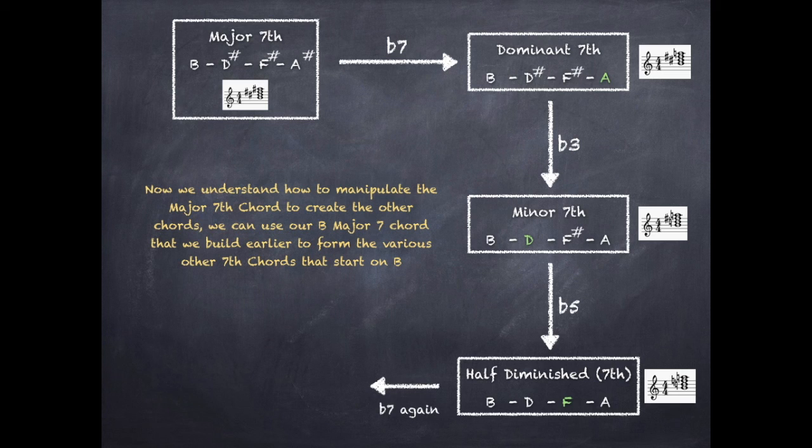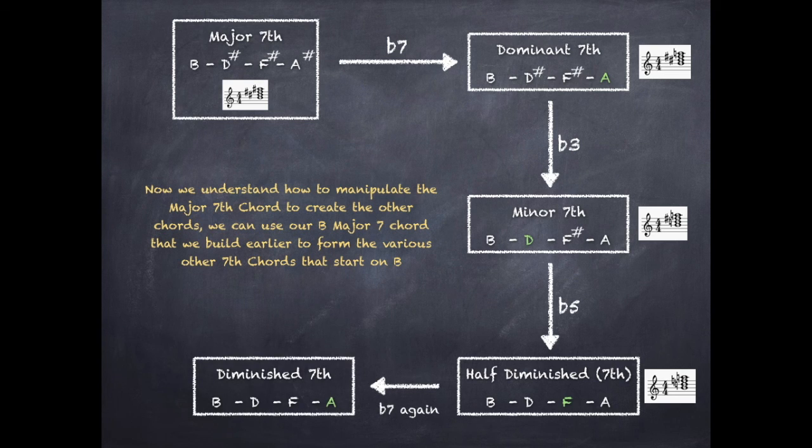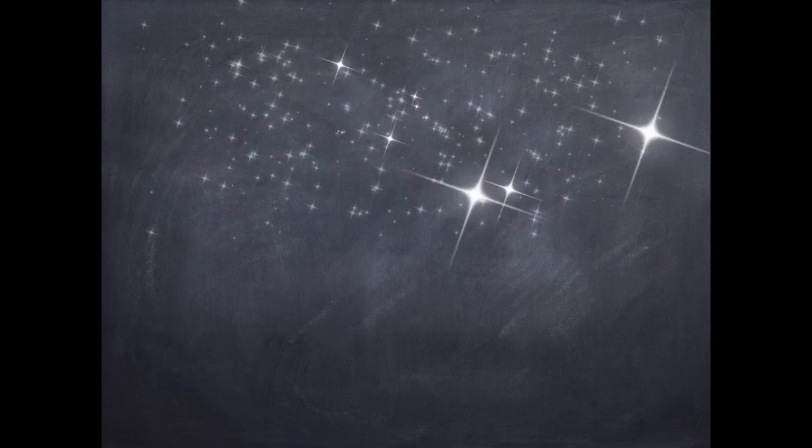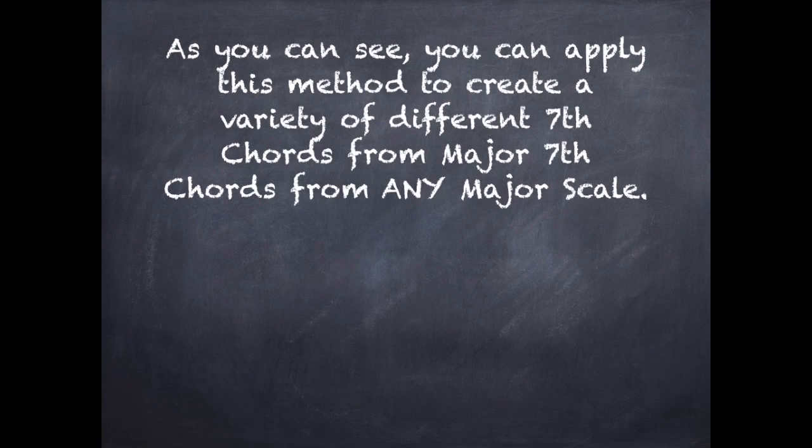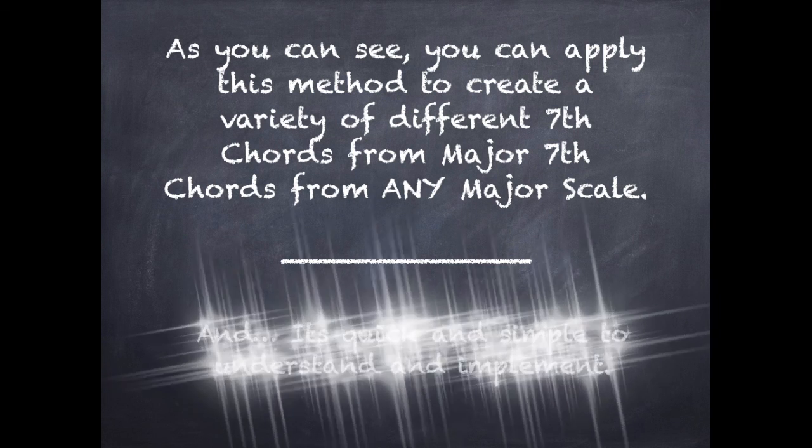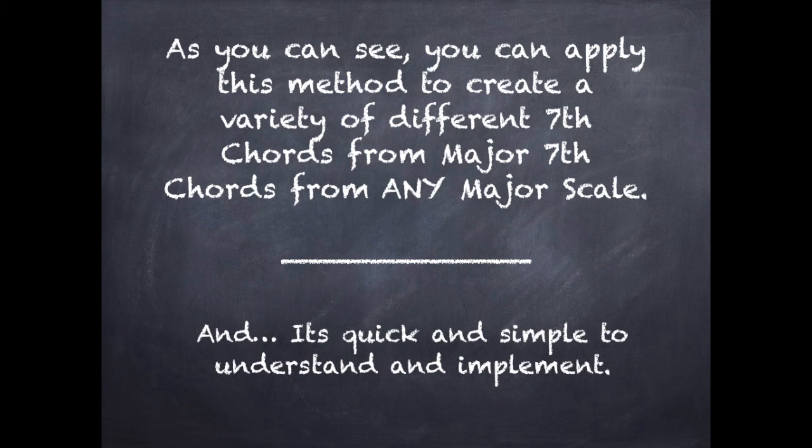And if we flatten the seventh again of our half diminished, which is our A, it becomes A flat, and we have the notes of our B diminished seventh chord. As you can see, we have once again applied the formulas and built all the seventh chords. You can apply this method to create a variety of different seventh chords from any major seventh chord in any major scale. And it's quick and simple to understand and implement.